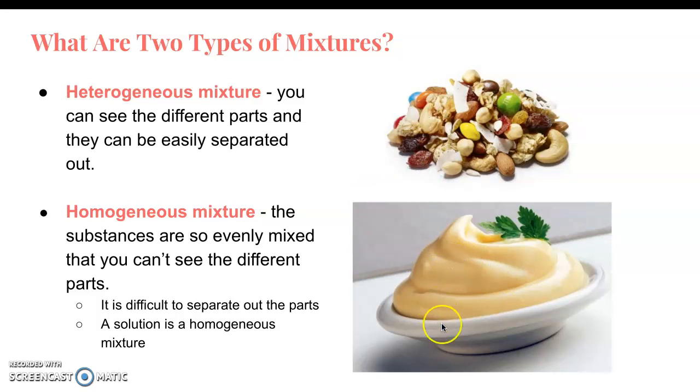In a homogeneous mixture, the substances that make it up are evenly mixed together. So I can't see the different parts. So this is an example of a homogeneous mixture of pudding. And we know that pudding is made up of, depending on the flavor, different substances, milk and sugar, along with other things. But I can't individually see those parts of the mixture like I can with the heterogeneous mixture. And so it's not as easy to see what makes up this substance, what makes up this homogeneous mixture.